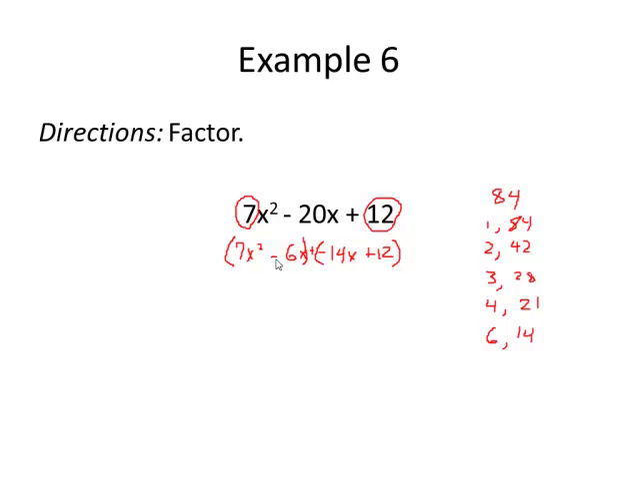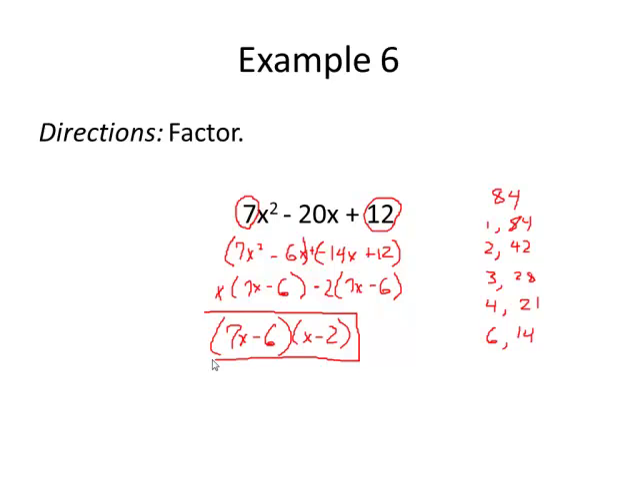Okay, here I'm going to take out my greatest common factor, which is just x. Okay, here I'm going to take out a negative, because the leading coefficient is negative. I'm going to take out a 2, and I'm left with 7x minus 6. So the 7x minus 6 can come out, and what's left is x minus 2. So that's that one factored.